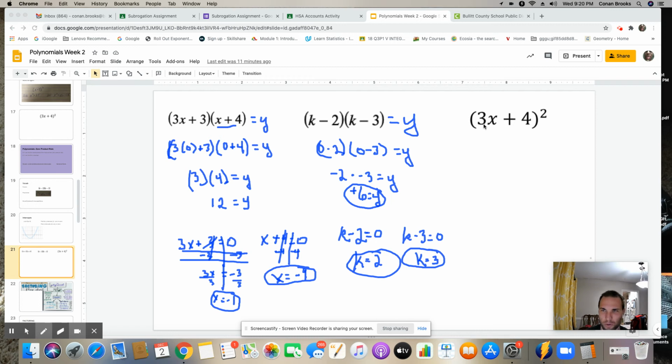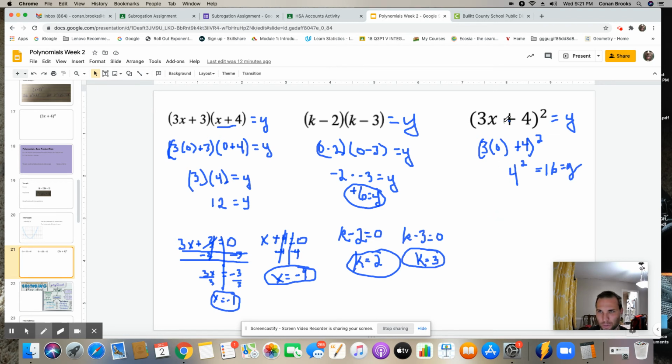So the last one, notice it's not x by itself, but let's solve for y first. Just set x to 0, so it would be 3 times 0 plus 4, and then we are going to square it. And that would be 4 squared, because 3 times 0 is 0, so it's 16. So the y-intercept is 16.